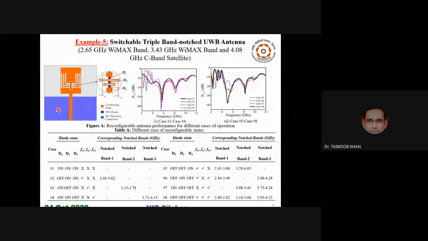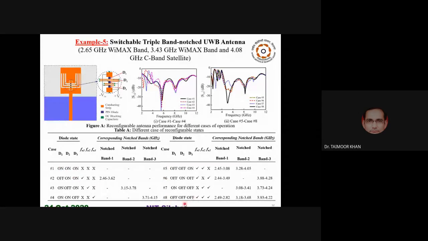Then come to tunable switchability. To make it switchable, we have placed three PIN diodes just for creating on-off switching. Some biasing voltages are applied for that; what amount of biasing is used, we will discuss in the next slide. Three diodes can generate eight different states, that is case one, case two, case three, case four, five, six, seven, eight.